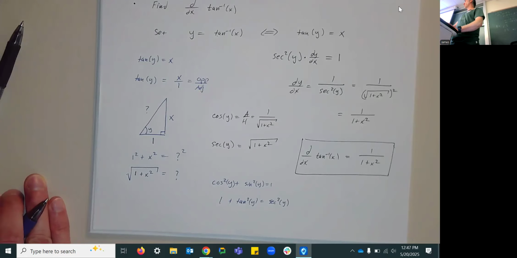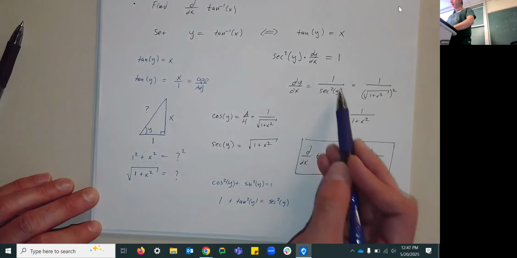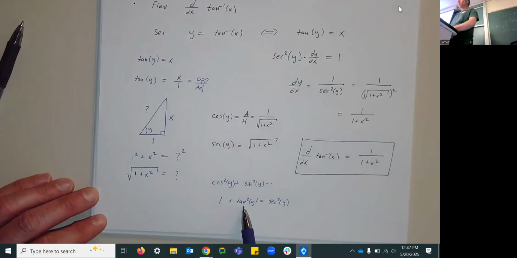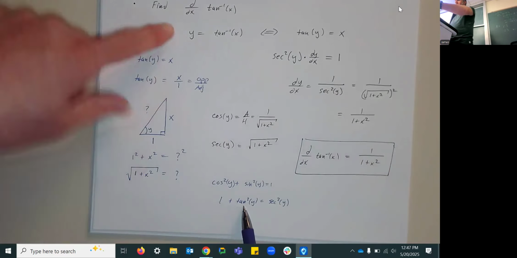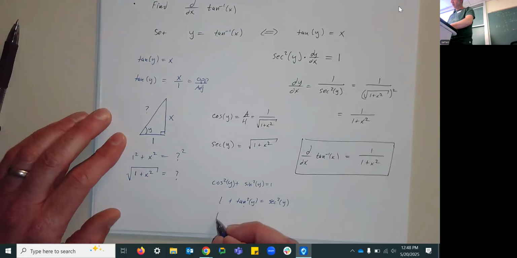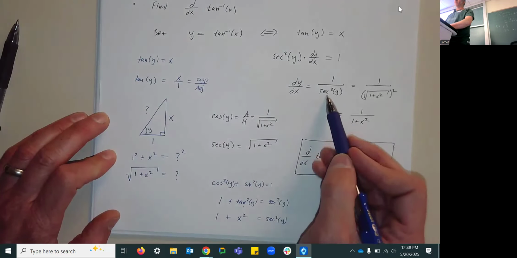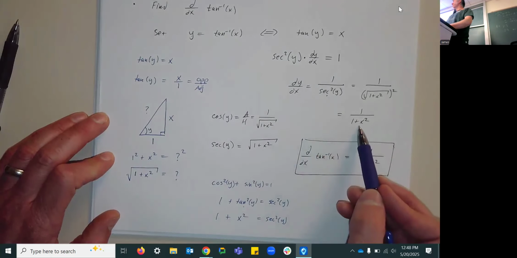1 plus tangent squared of your angle equals secant squared of your angle. So that means, oh, look, we can replace the secant squared of y with 1 plus tangent squared of y, but tangent of y is equal to x. So what we really have is 1 plus x squared equals secant squared of y. And then we just replace the secant squared of y with 1 plus x squared, giving you the same result.